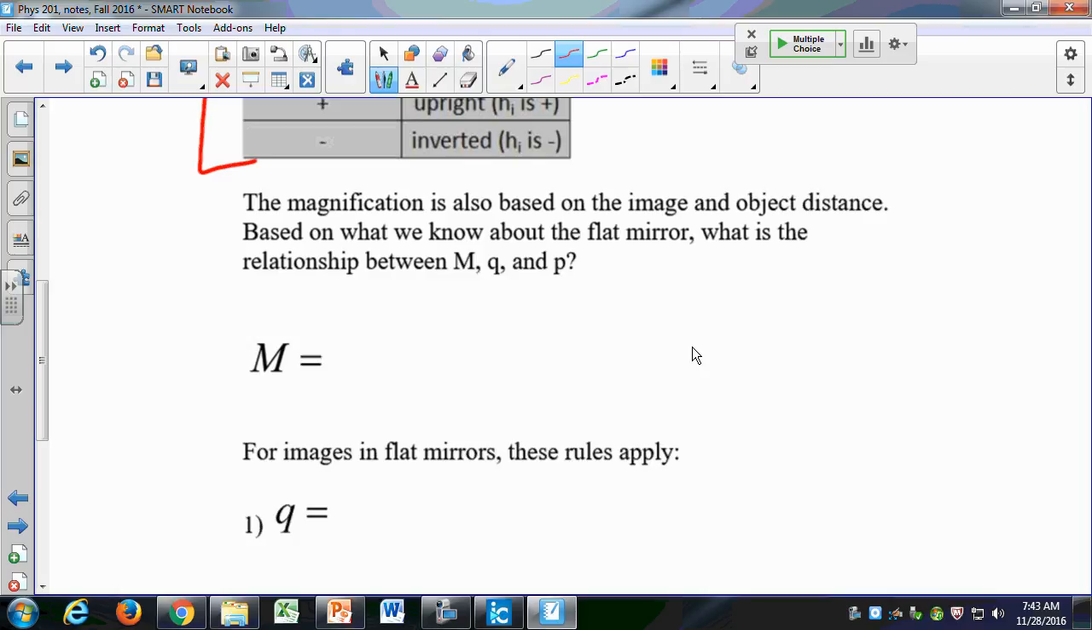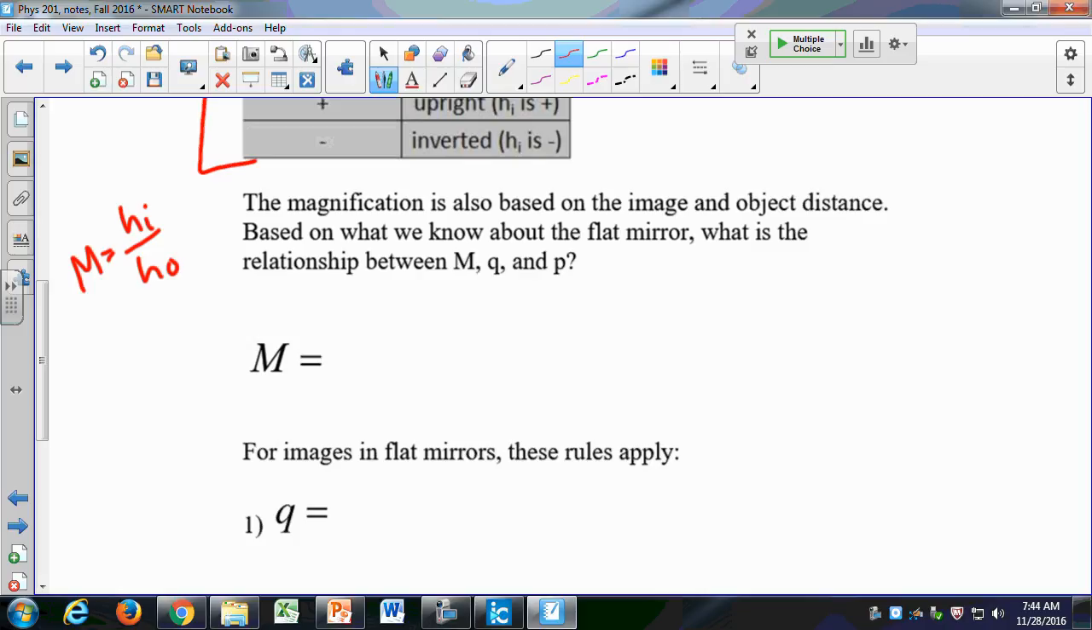All right, so I have this relationship with HI and HO. There is also a relationship for magnification that we'll use more commonly that's based on the image distance, which is Q, and the object distance, which is P. Now, based on what you know about the flat mirror, what would you say is the magnification? The flat mirror, we said that Q is equal to negative P. So how would you find the magnification if we know that it's some relationship between M, Q, and P?